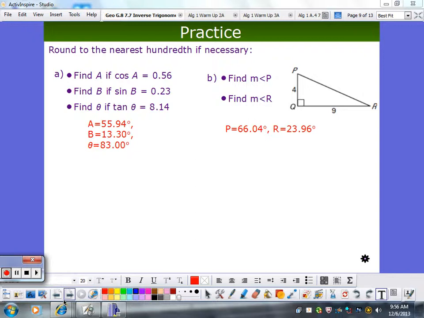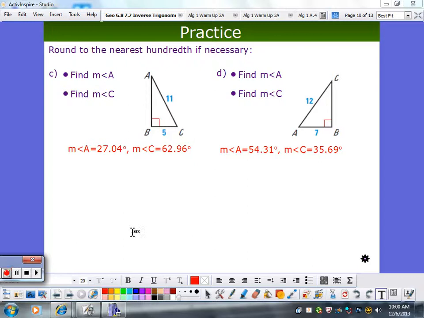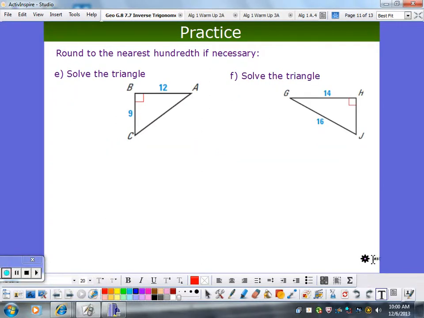Okay, here's the answer to the first one. Answer to the second one. Questions on this? I realize not everybody has done them yet, so think about them a little bit. Okay, so for C and D, there was a correction here. Measure of angle C, 35.69. Let's look at the next couple of ones and see how we're doing with these.